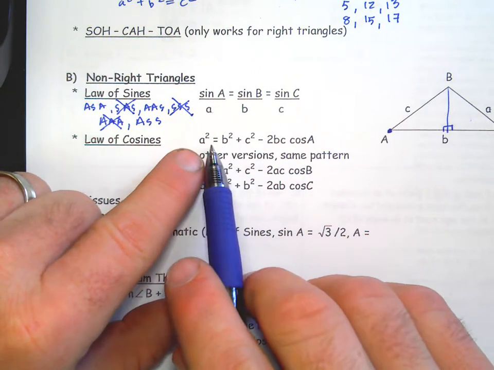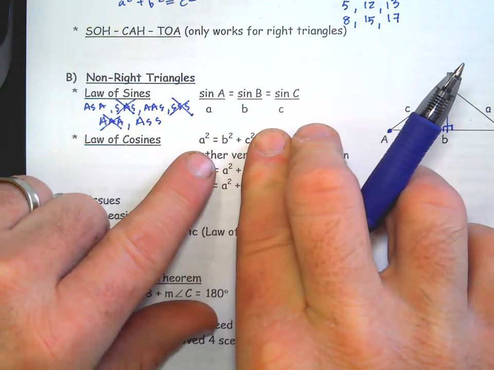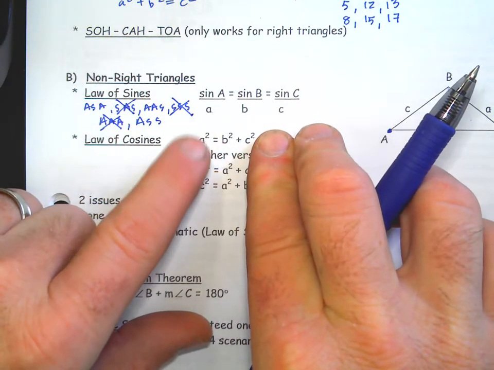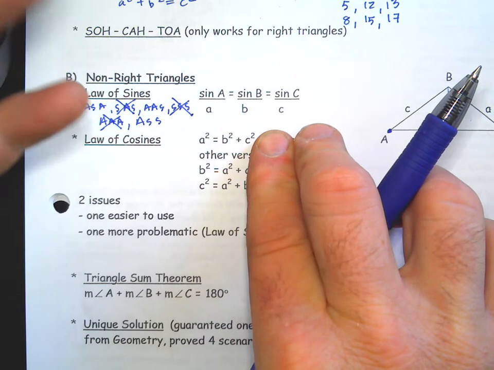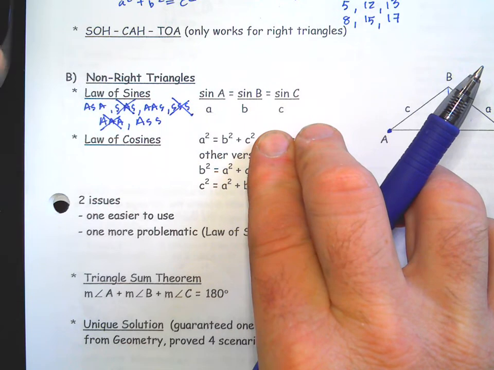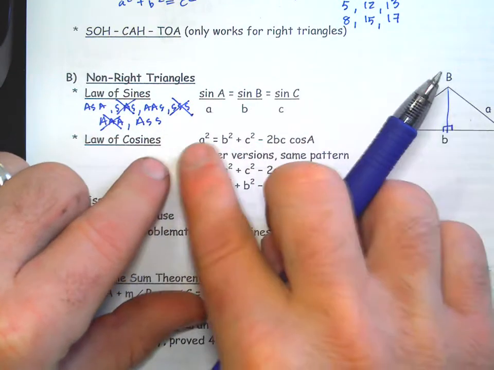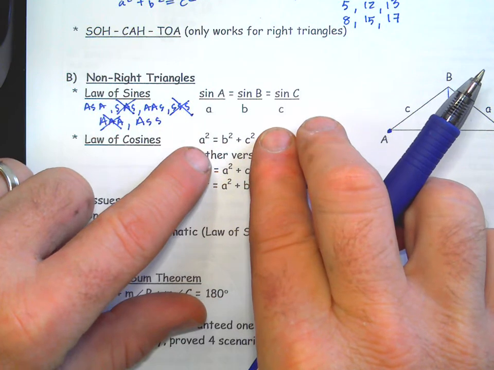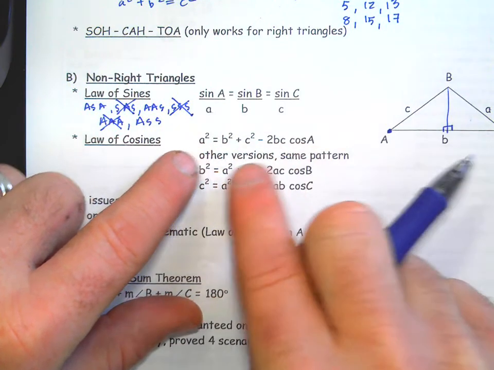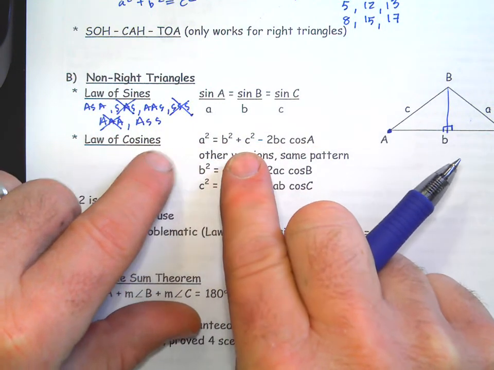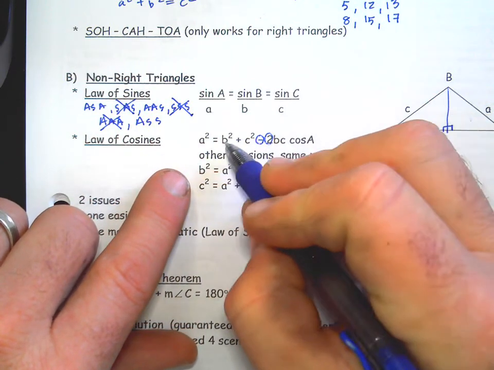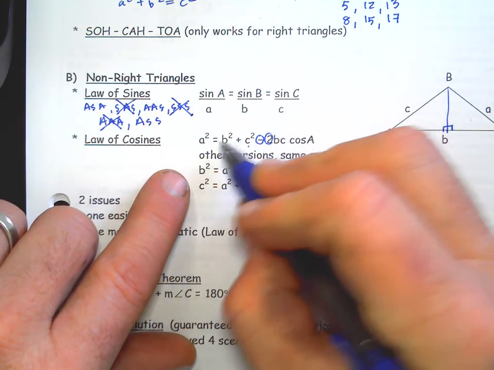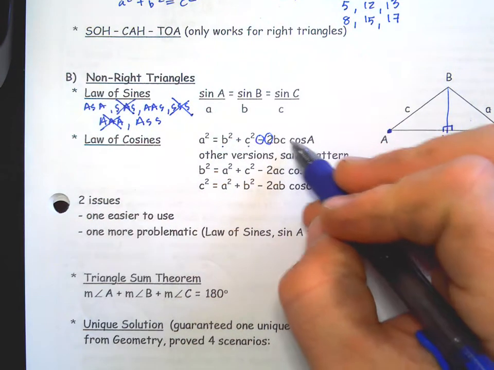But law of cosines kind of looks like the Pythagorean theorem, so I use that to my advantage. But it's not always going to be the hypotenuse over here, by the way. In fact, it's not even a right triangle, so that hypotenuse idea doesn't necessarily make sense. So any of these sides could be in that situation. It depends on what you're going to do. So a squared equals b squared plus c squared, and then you've got to remember it's minus 2 times the product of these two sides on this side, times cosine.